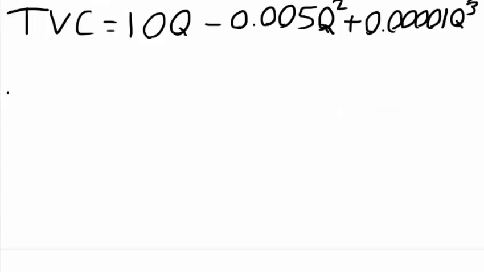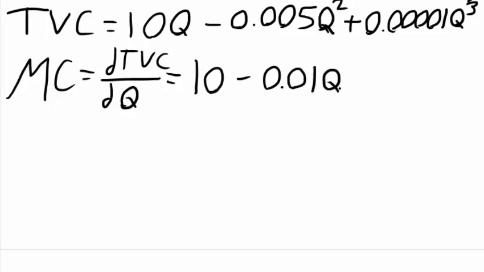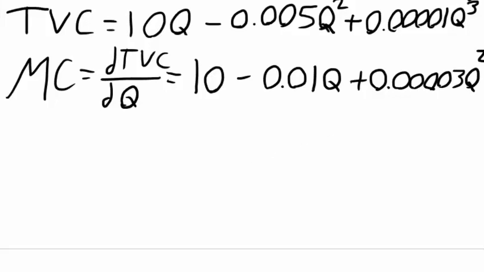Now in order to find our marginal cost, we would take the derivative of the total variable cost function with respect to Q. And we find our marginal cost function to be 10 minus 0.005Q plus 0.00003Q squared. And that is our marginal cost.